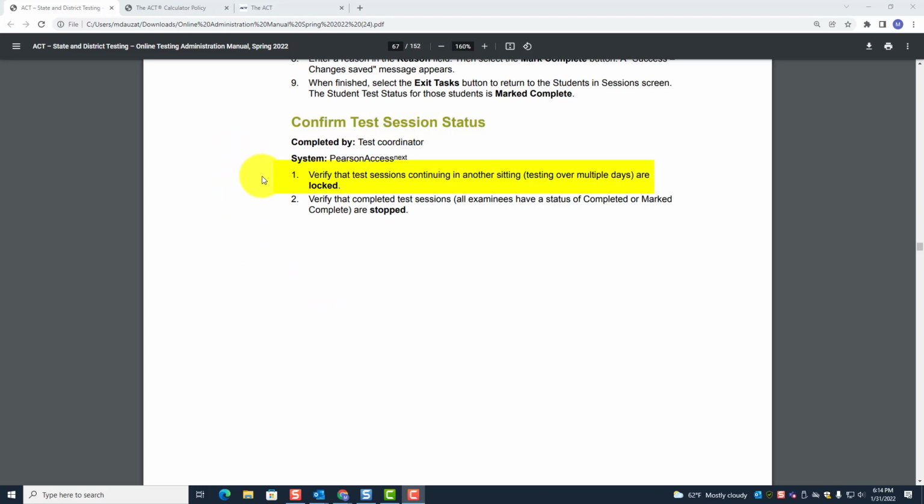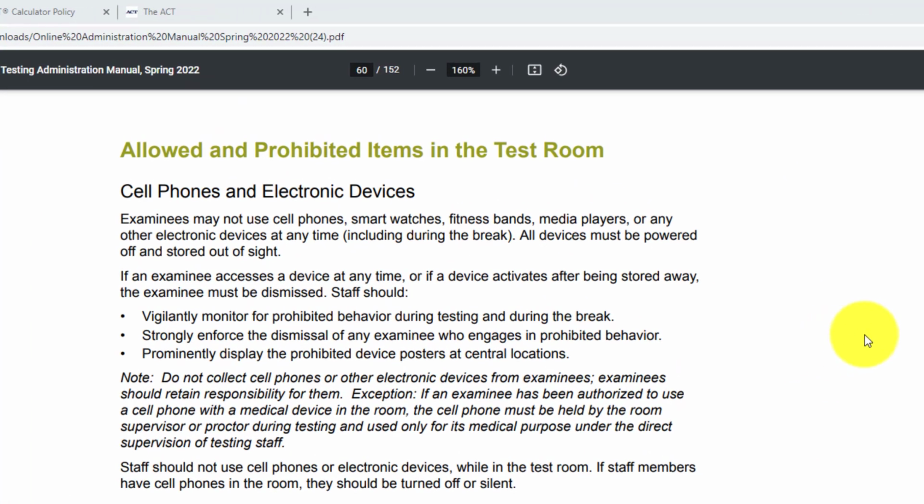So number one, verify that test sessions continuing another sitting, such as testing over multiple days, are locked. Number two, verify that completed test sessions, all examinees have a status of completed, or marked completed, or stopped. So we know what it means to lock test sessions, and we also know what it means to stop a test session. So we're going to look at certain parts of the administration manual in terms of administering the test.